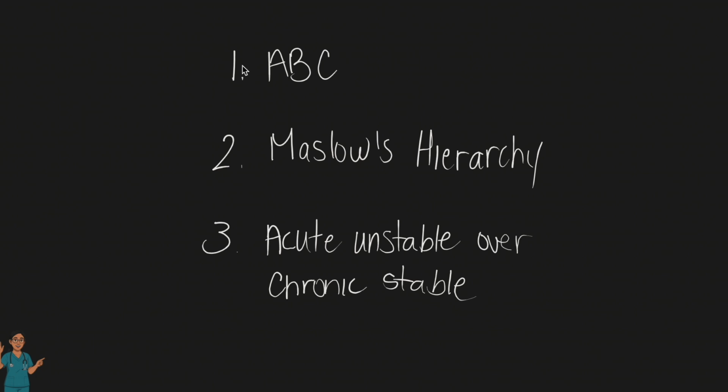Let's recap. Always begin with the ABCs. Use Maslow's pyramid from the bottom up, and always prioritize acute unstable patients over chronic stable patients. When in doubt, ask yourself, what's going to harm the patient first?